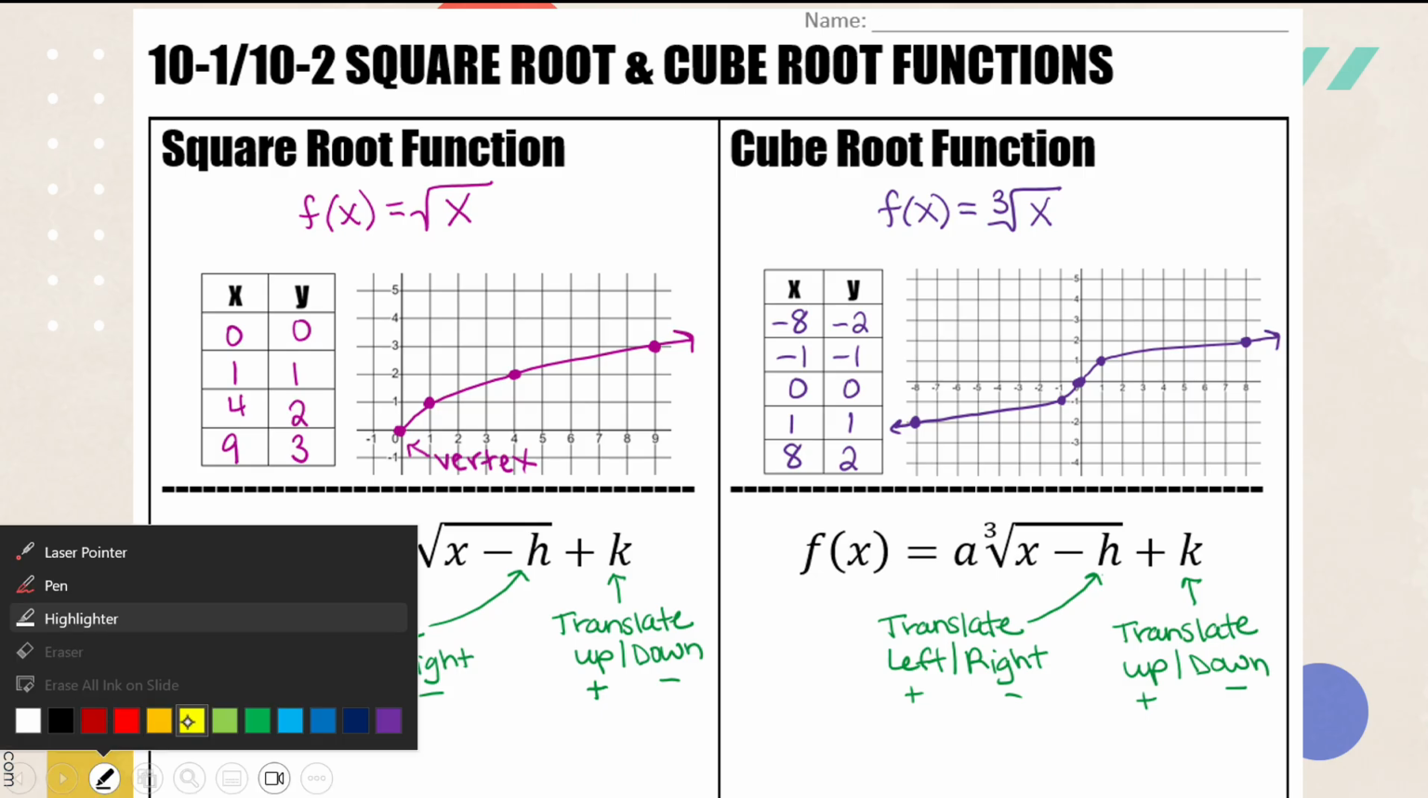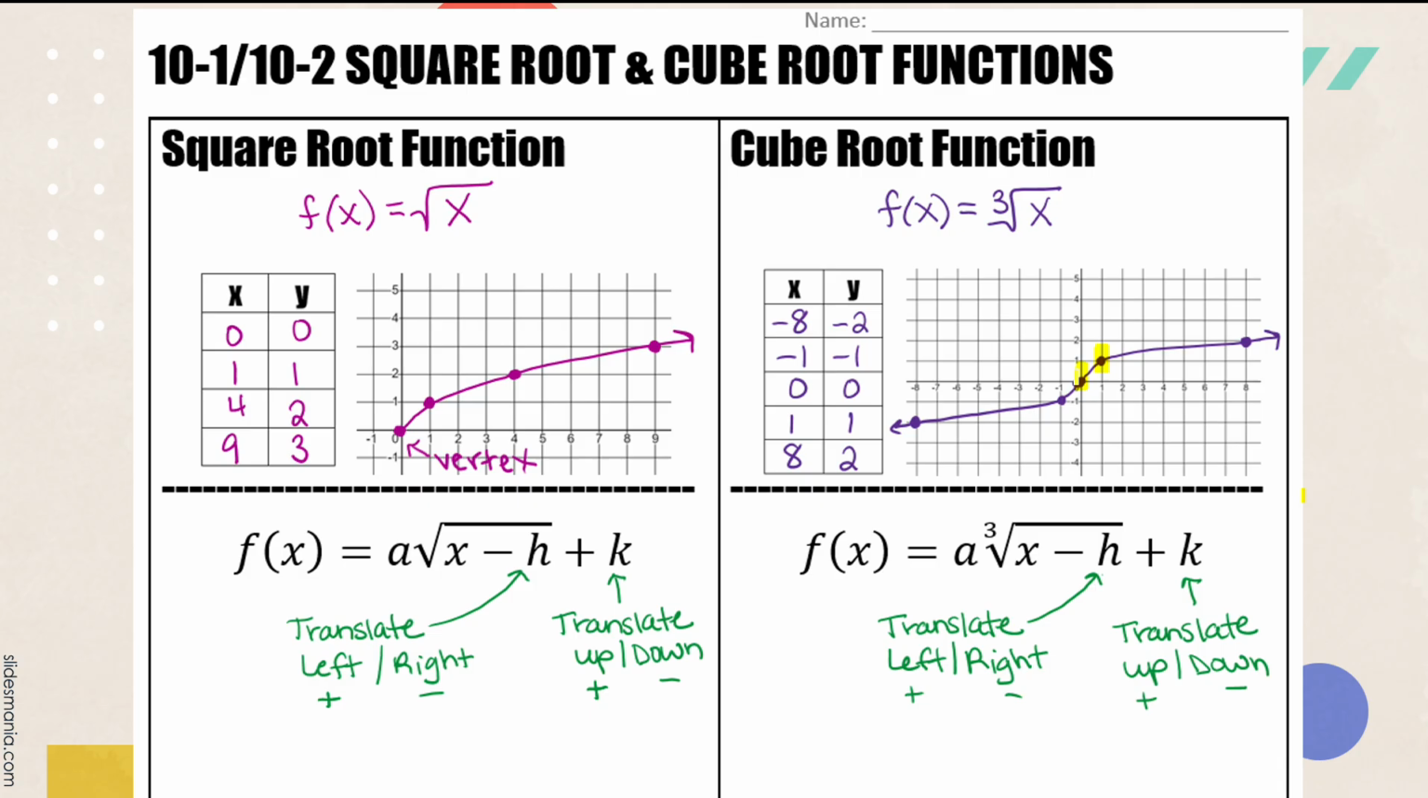Before we move on, I did want to make sure we will ask you to plot 3 points when we're doing a cube root function. And for those 3 points, we just pick the middle 3 points. It kind of looks like a diagonal when you were graphing it.